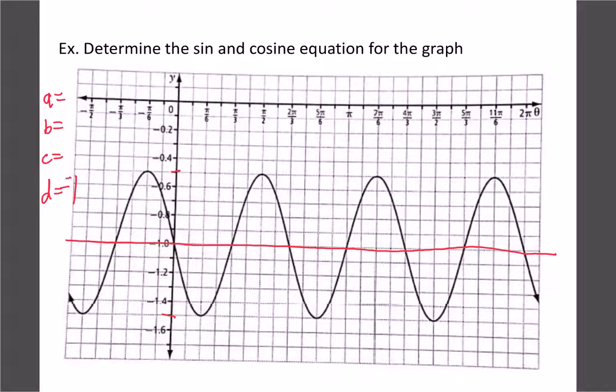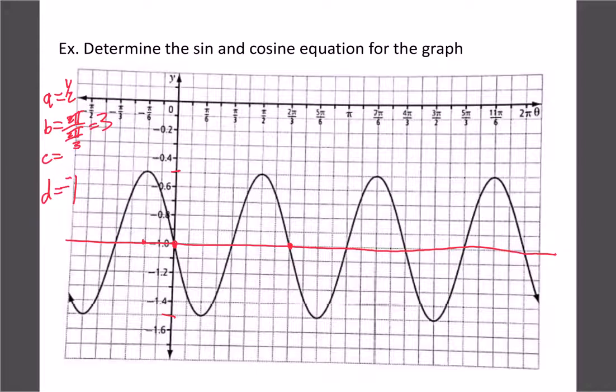Now do your amplitude. We're going from negative 1 up to 0.5, so we'd have an amplitude of a half. And our period, let's do that one next. For our B, if you look at one complete cycle, so if we start here and do one complete cycle, we're at 2 pi over 3. So our B would be 2 pi divided by 2 pi over 3, which would give us a 3.